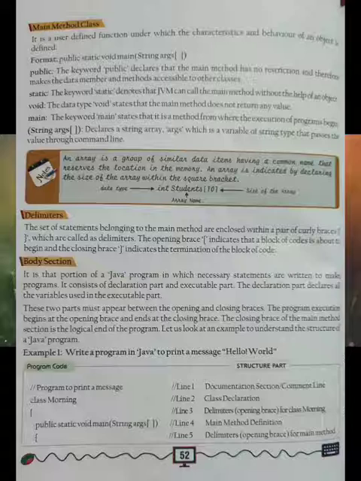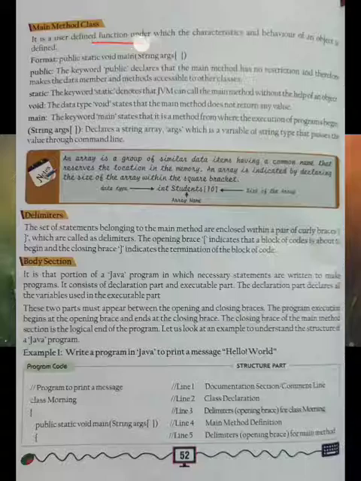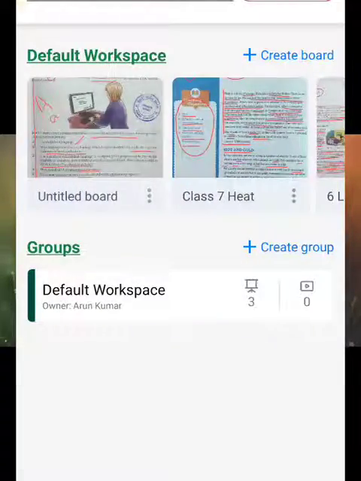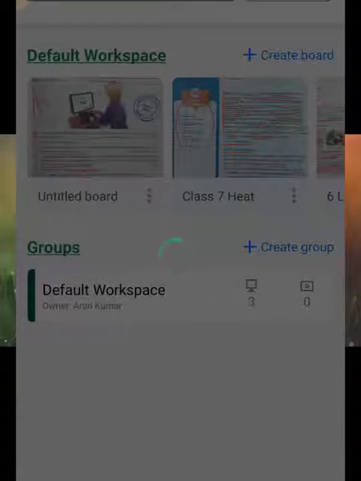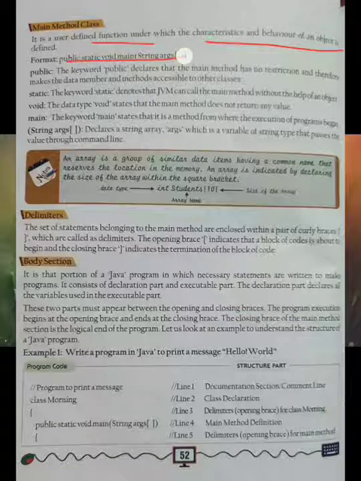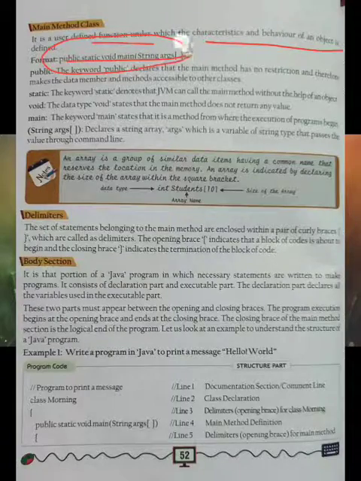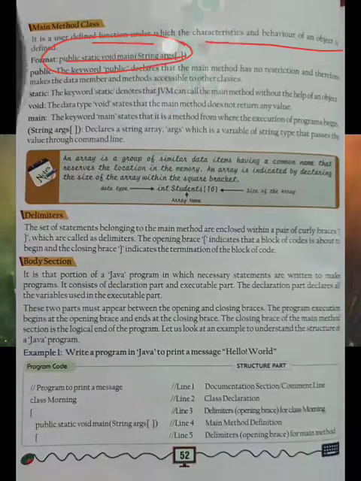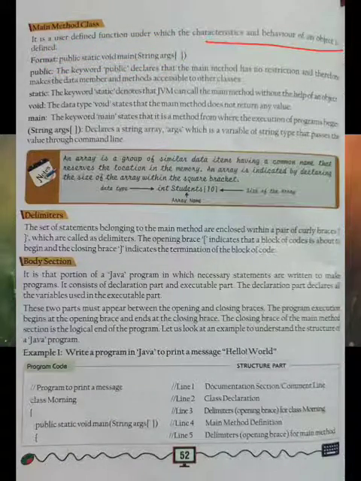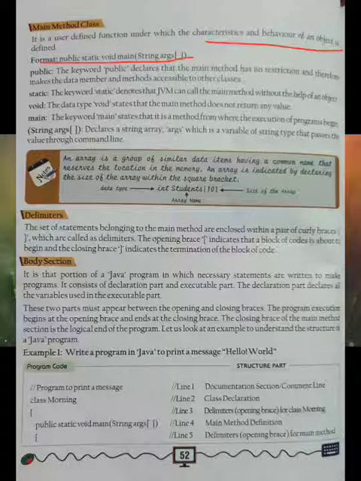Main method class. Here we are going to learn about the main method class. It is a user defined function under which the characteristics and behavior of the object are defined. The format is public static void main(String args), where args means arguments. This is the format for the main method class, and you have to learn it for writing the program.